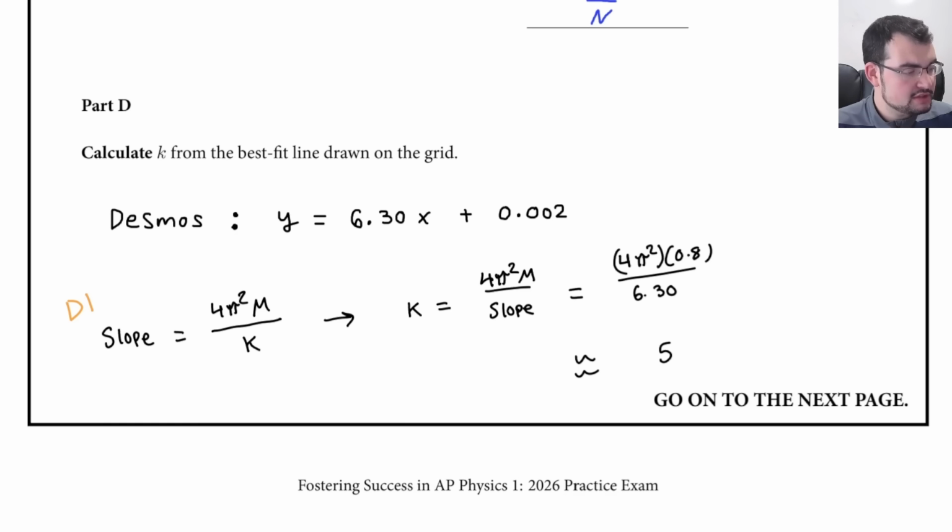And what are the units of spring constant? Well, force is k delta x. So force is in newtons, x is in meters. So the spring constant must be in newtons divided by meters to make everything work out.